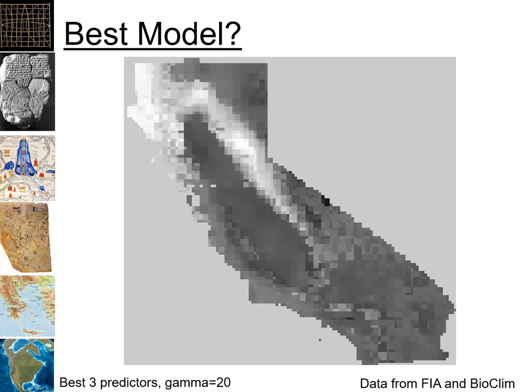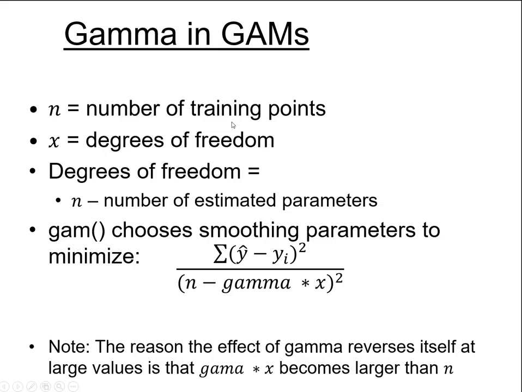So here's that one with 3 predictors and a gamma of 20. Is this the best model? Well, we need to look at it, think about it, try and decide if it is. I would still argue that we need data from up here before we could say that's our best model.